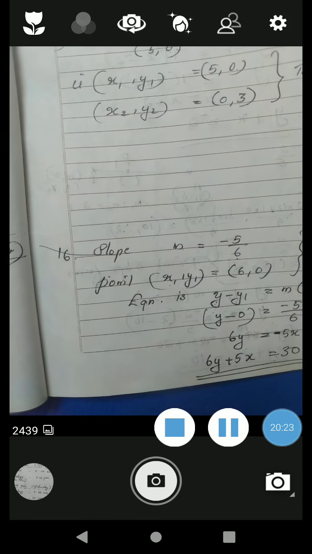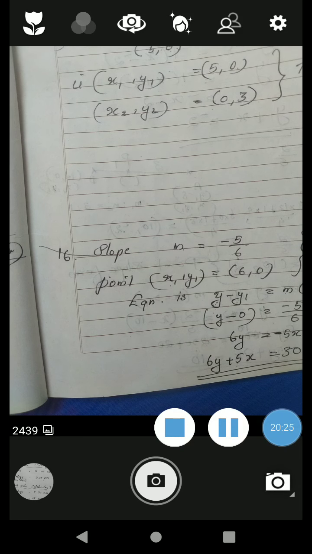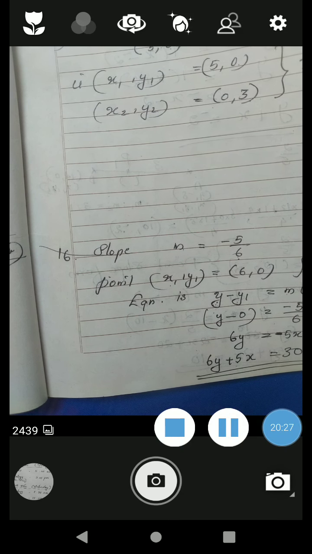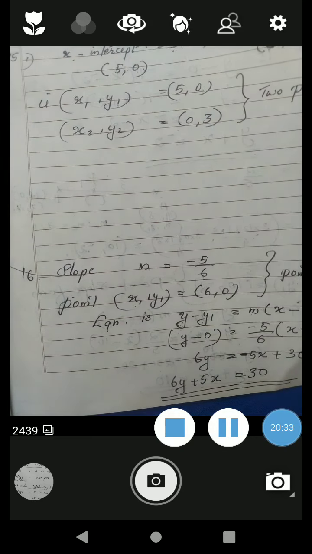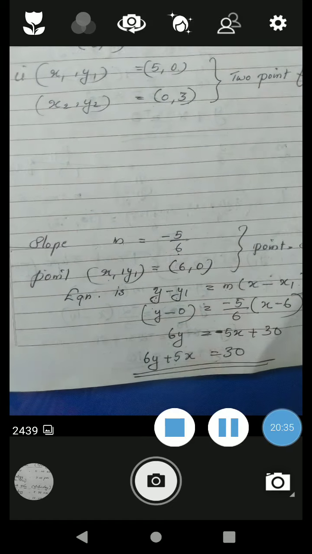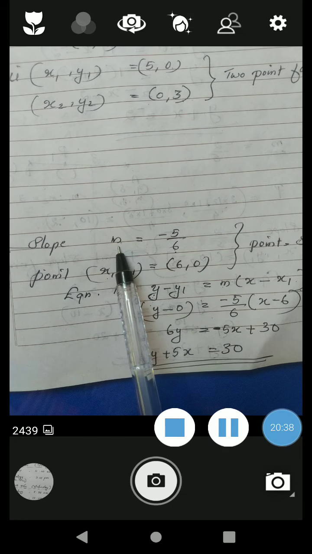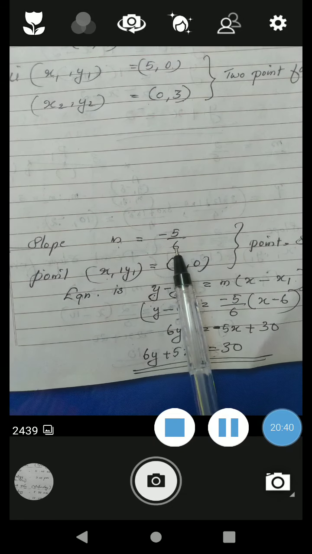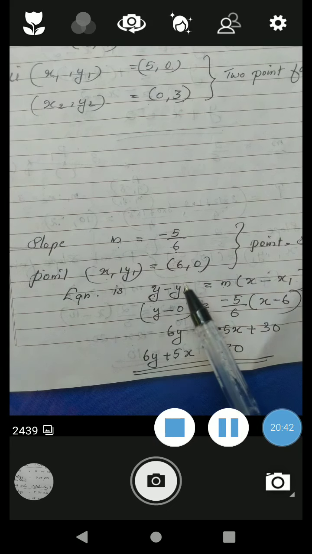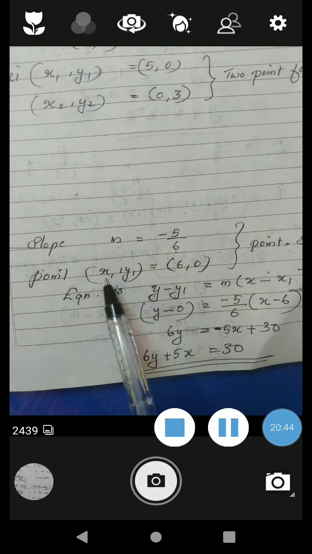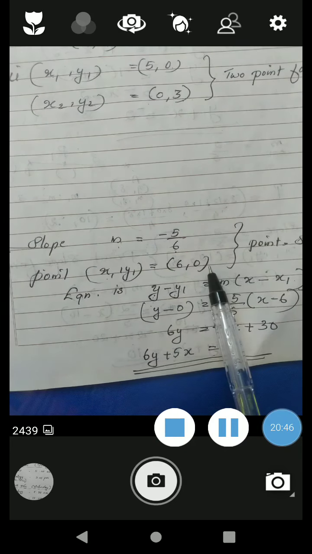And one more, question number 16. Find the equation of the line whose slope is minus 5 by 6 and x-intercept is 6. X-intercept is given, not y-intercept. In this case, slope is minus 5 by 6. X-intercept is given, that is 6. That means one point x1, y1 is 6, 0, right?